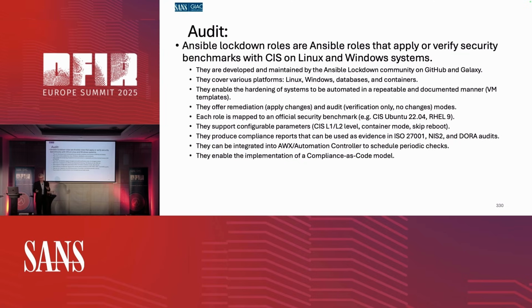Ansible Lockdown rules are Ansible rules that apply to verify security benchmarks with CIS on Linux and Windows systems. This is very important because they are developed and maintained by the Ansible Lockdown community on GitHub. They cover various platforms, not only Linux as one might think, but also databases and containers. They enable the hardening of the system to be automated, repeatable and documented.